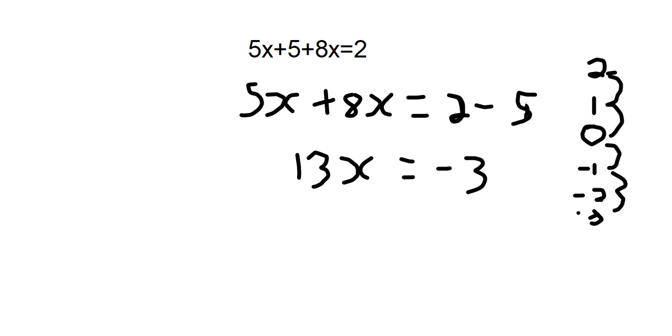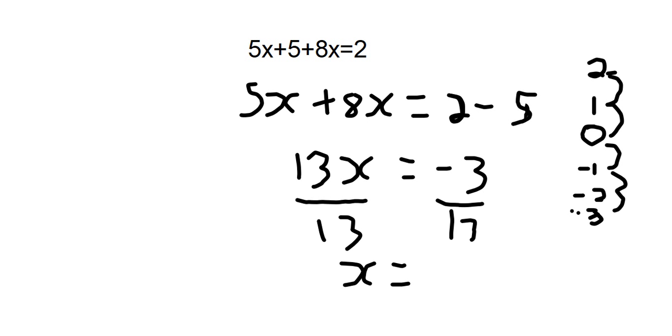Okay, now finally, if we divide both sides by 13, we end up with x all by itself because times 13 divided by 13, those 13s cancel out. And we're left with negative 3 divided by 13. Negative 3 divided by 13 is negative 0.23.